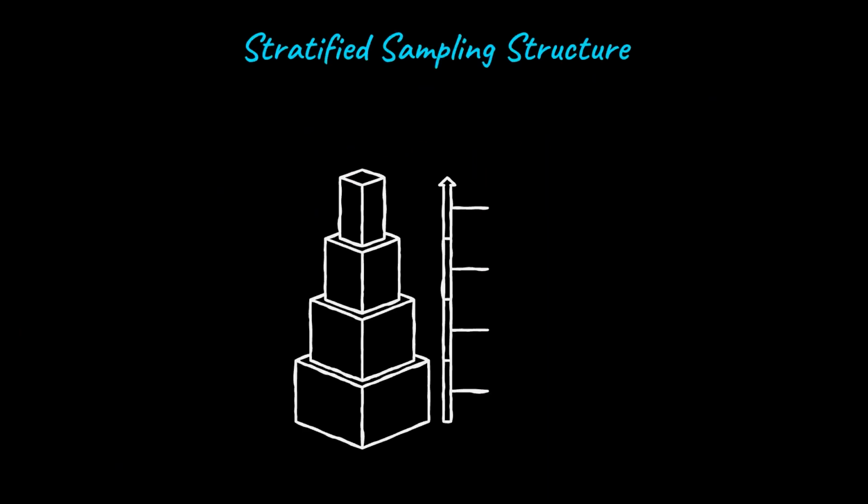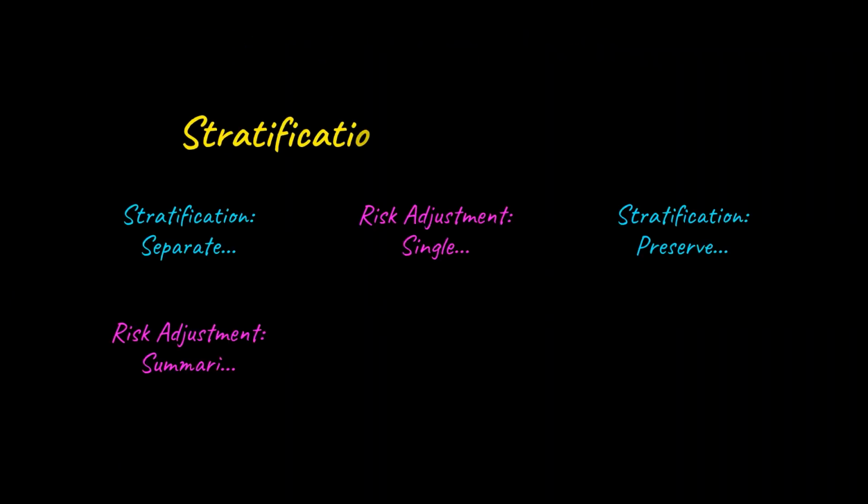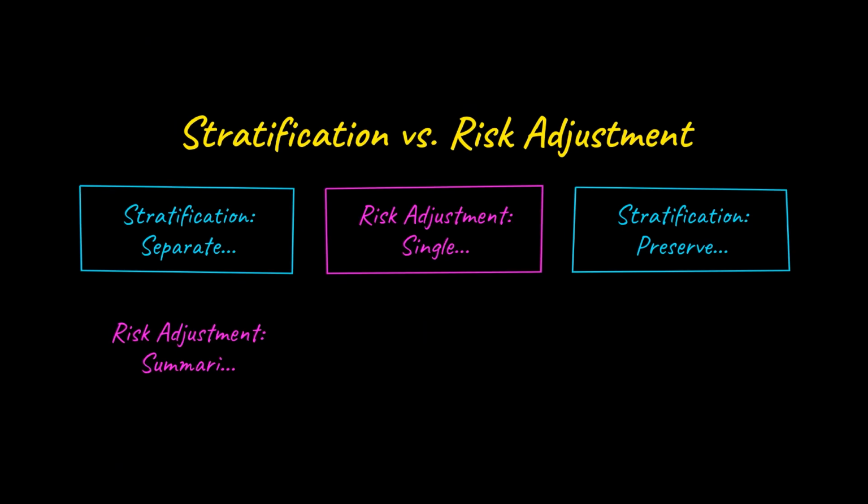In stratified sampling, the population is split into strata that are internally similar on a key variable, such as age decade. A separate random sample is drawn from each stratum, so the final study sample accurately mirrors the population's subgroup structure. A classic exam trap is confusing stratification with risk adjustment. Stratification reports separate results for each subgroup, preserving that detail. Risk adjustment produces one combined estimate that statistically controls for group differences.